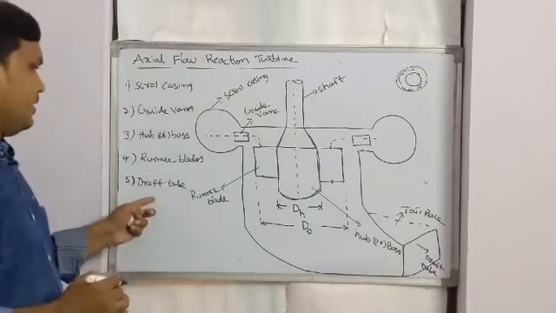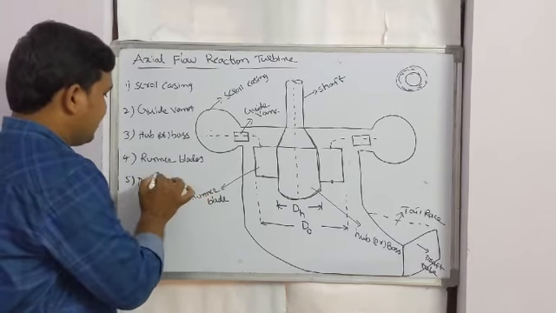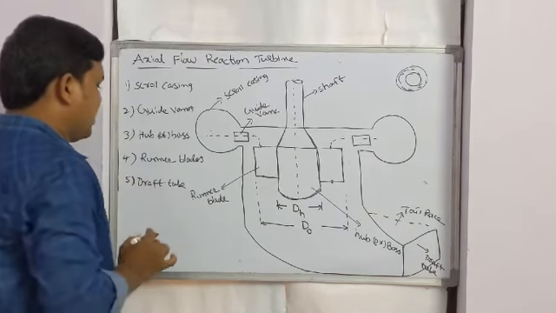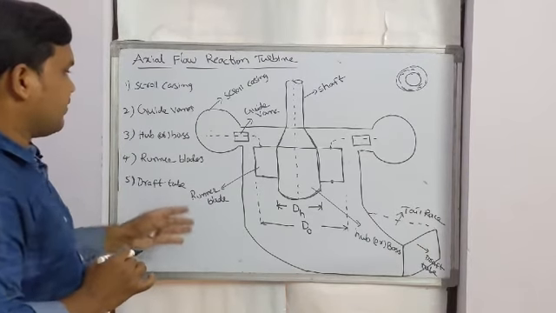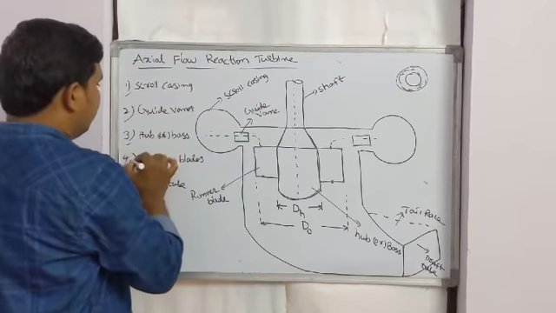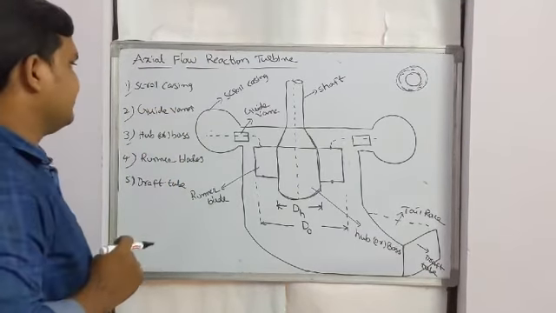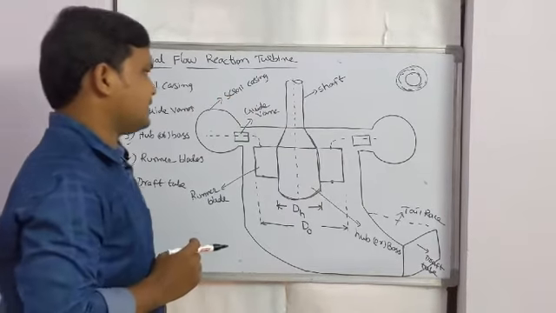So in detail, in the next section, I will explain how the draft tube is situated, what is the function of the draft tube, and what is the requirement of the draft tube. Now we will explain scroll casing, guide vanes, hub or boss, and runner blades. So these are the parts of the axial flow reaction turbine.